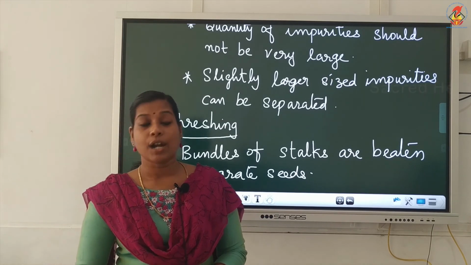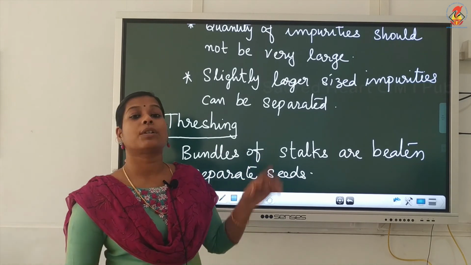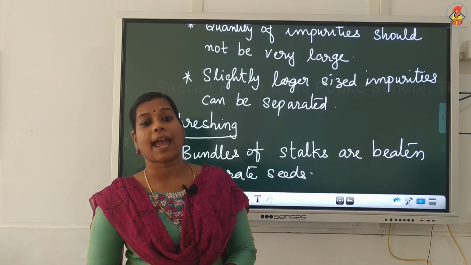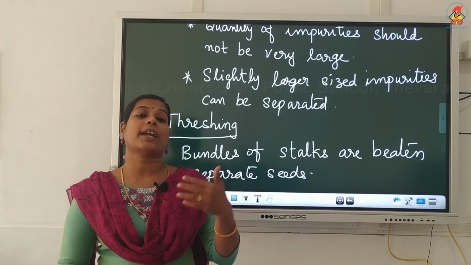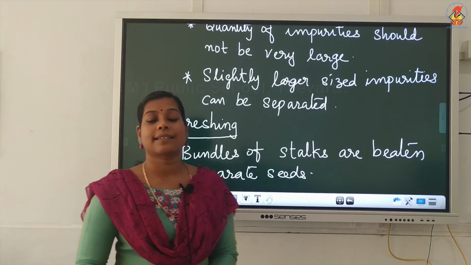Farmers normally do this method of separation. So these are the two different methods of separation. We have seen hand picking and threshing, and before that we have seen the need of separation. I think this much is clear to you.